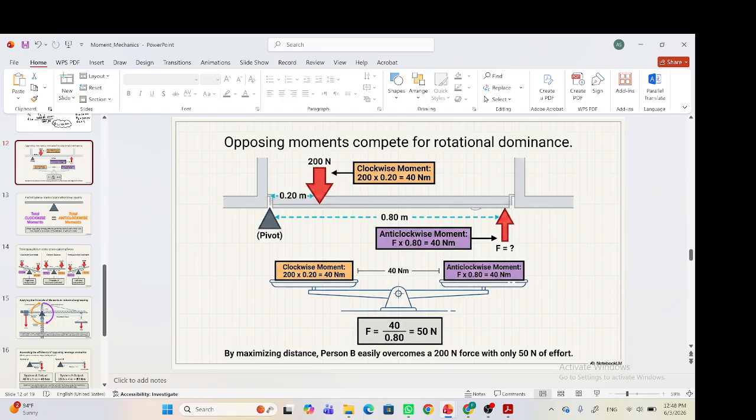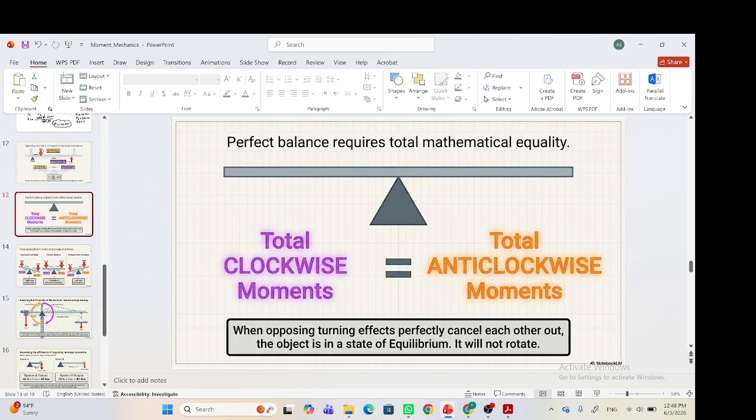Okay, the question that we solved is completely solved in this situation. You may check, and here it is completely answered. Next one, the formula that I gave you is exactly explained here. So here we have total clockwise moments equal to total anti-clockwise moments. So you may keep this point always in your mind.